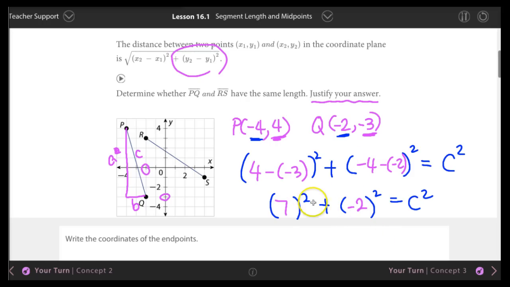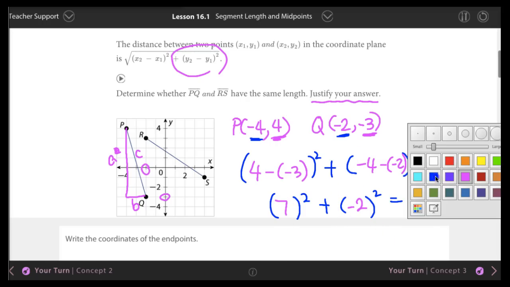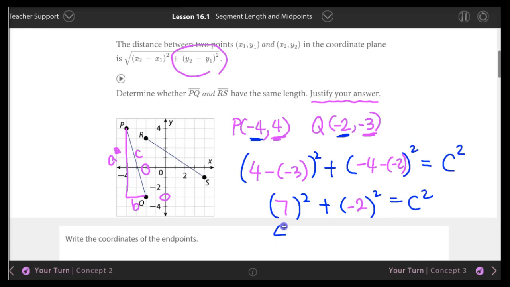Okay, 7 squared is 49. -2 squared means you multiply -2 two times. So -2 times -2 is +4, and that equals c squared. When you add them together, you get 53, and that's c squared.